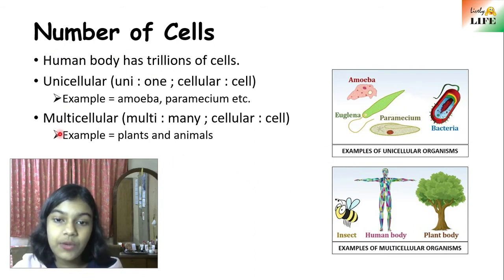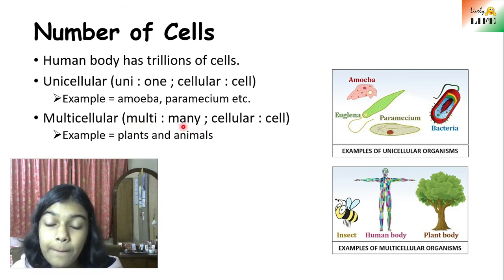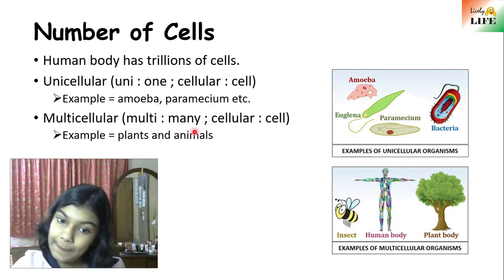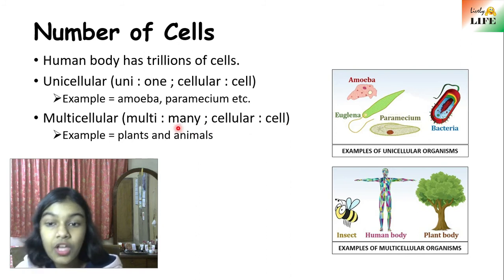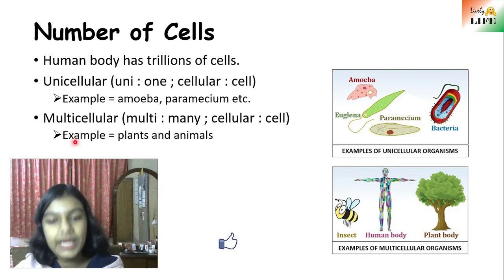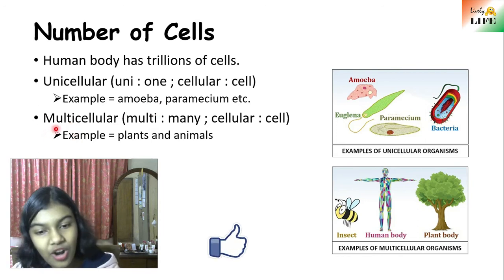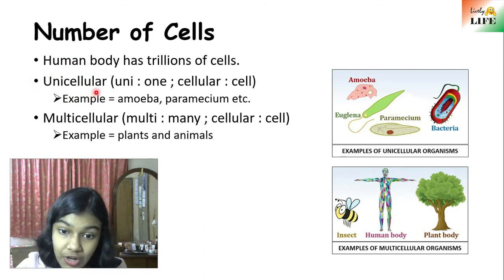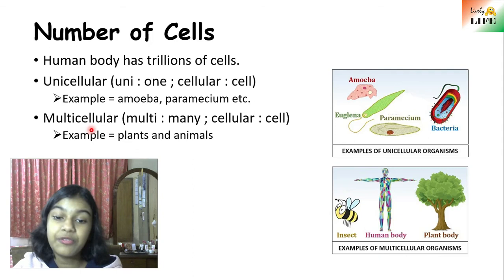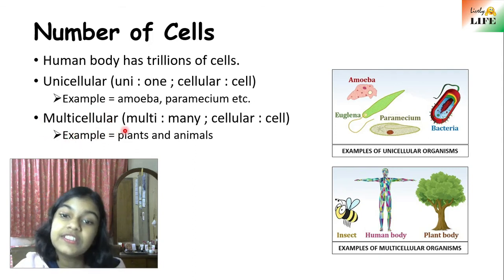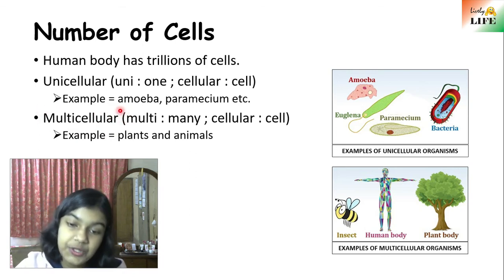Now the next one is multicellular organism. So what do we understand from here? Multi means many. Uni means one, multi means many. Cellular means cell. So many cells. So the organisms that are made up of many cells are known as multicellular organisms. It's simple. The organisms that are made up of one cell are known as unicellular organisms. The organisms that are made up of many cells, more than one cell, are known as multicellular organisms.